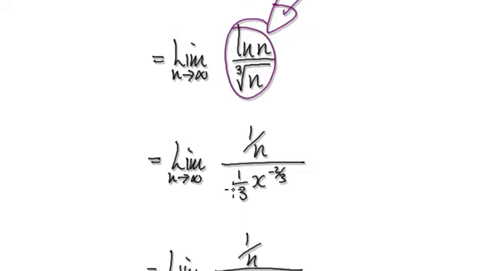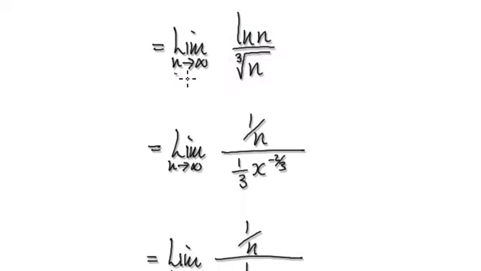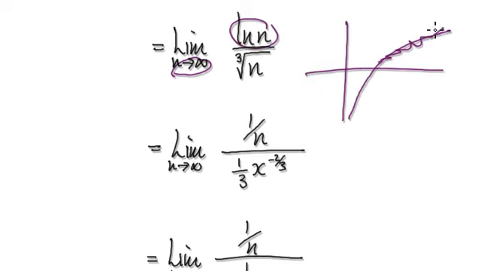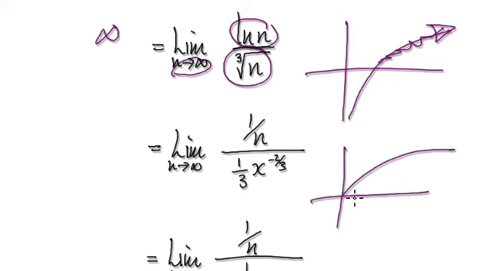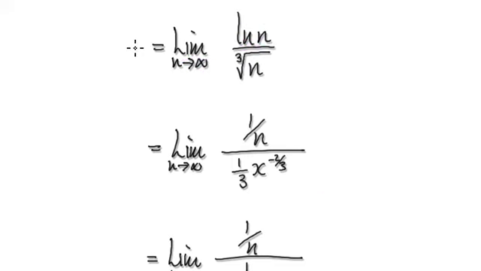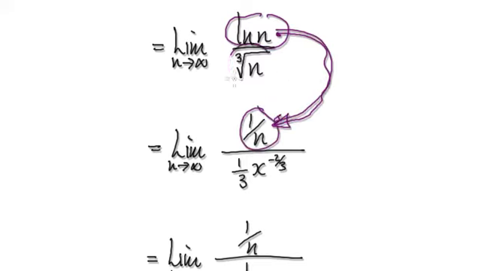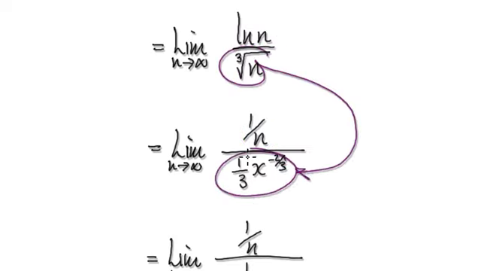So now let's check it. As n tends to infinity, natural log of n will keep on climbing. It will head towards infinity. And cube root of n, well, square root looks like that, cube root looks something like that. But the point is that the cube root of n keeps on climbing. So you've got infinity over infinity, so you can apply L'Hopital's rule. Applying L'Hopital's rule means that you can differentiate this and then differentiate this.